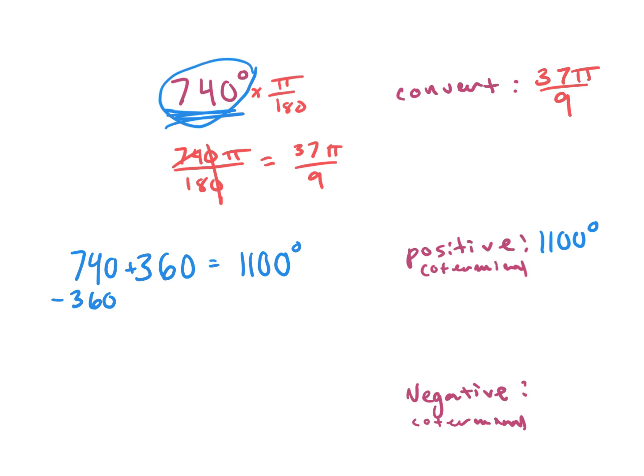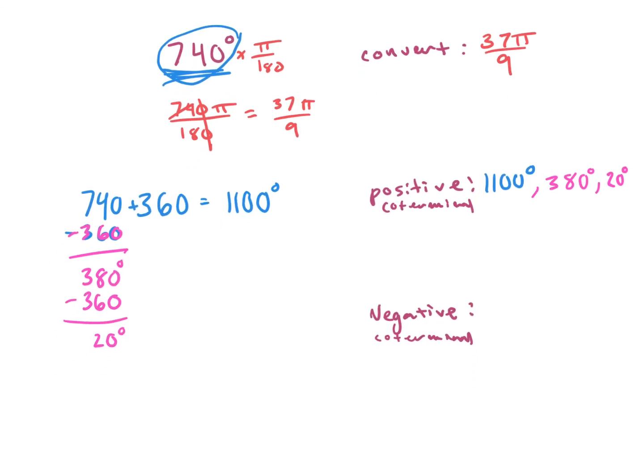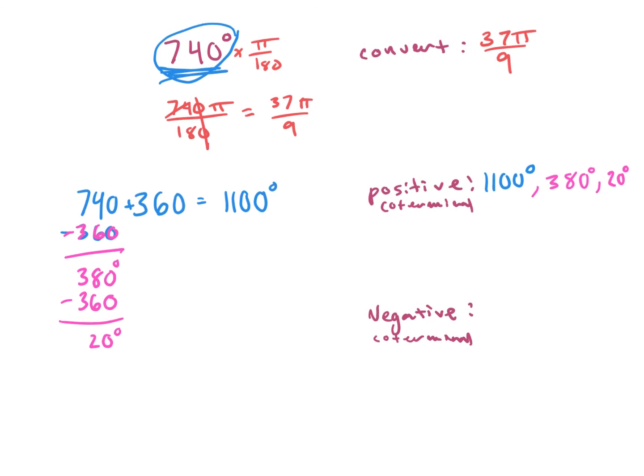So minus 360, that would be 380. Subtract again, because this is not a negative angle. Then I get 20. So 380 degrees and 20 degrees would also be positive coterminal angles, so those would work as your answers too. There's more than one right answer. Just make sure your positive coterminal angle is positive and your negative coterminal angle is negative.